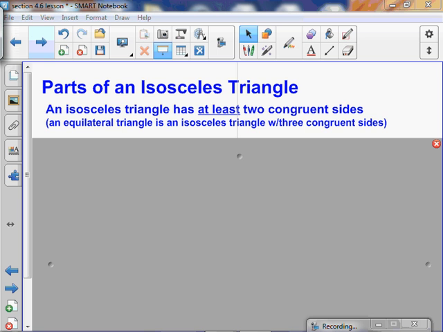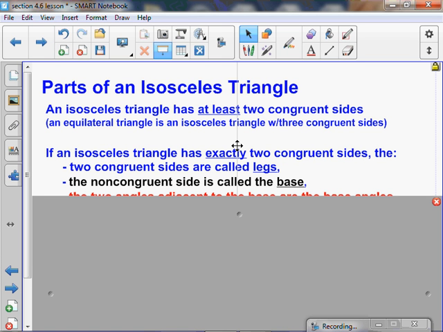Here are the parts of an isosceles triangle. Nothing here should be new to you, but it's a good place to start. An isosceles triangle, remember, has at least 2 congruent sides. It can have 3, but we normally call that an equilateral triangle. Just remember, at least 2 congruent sides. If an isosceles triangle has exactly 2 congruent sides, then these things are true.